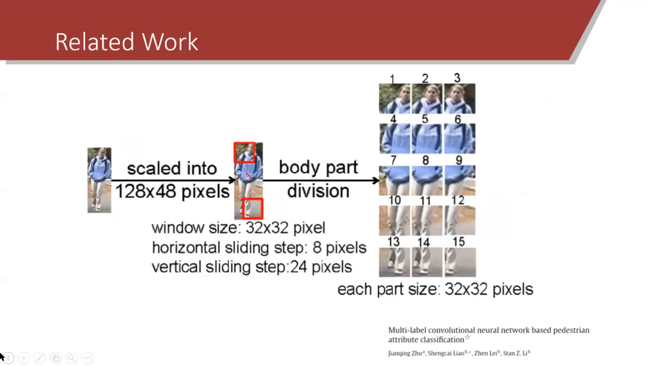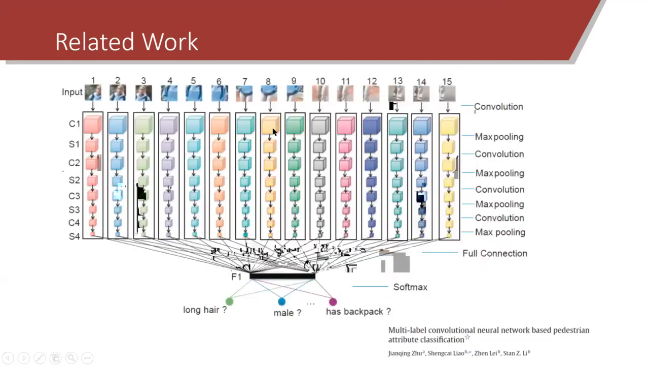Okay. So in some of the previous works, for an input image, they divided it into a grid. You can see here, dividing it into 15 parts, and each part is around 32 by 32 pixels. They train a convolutional neural network. Each part of the image passes through a separate network, and you have a final fully connected layer, and then you have a classifier at the end using a softmax layer.